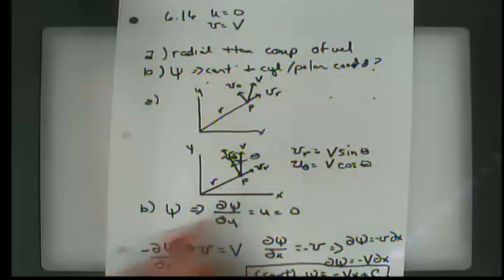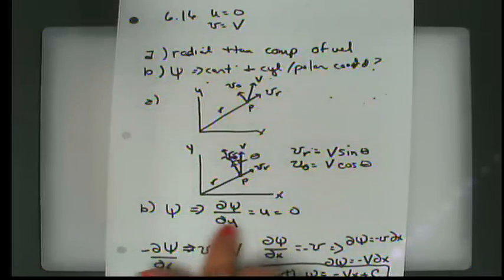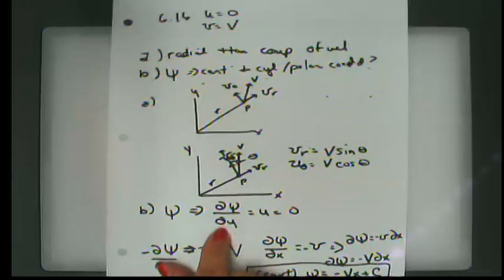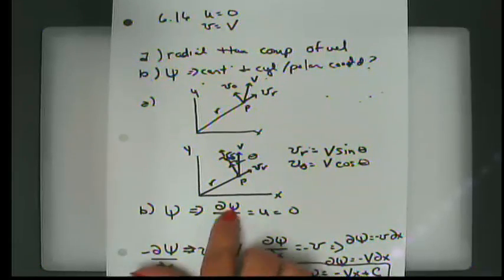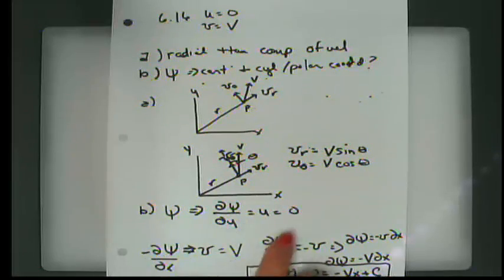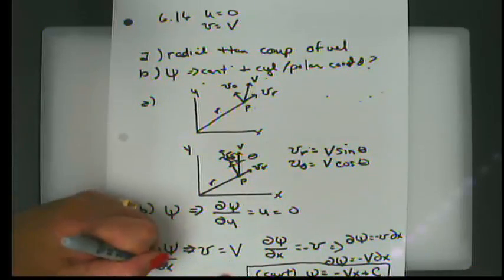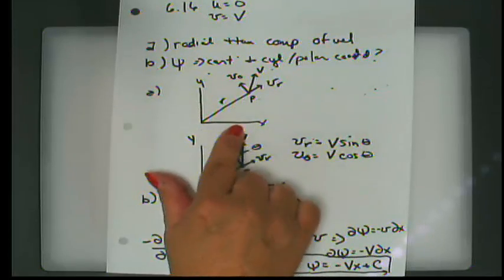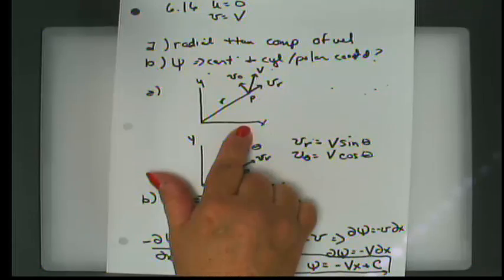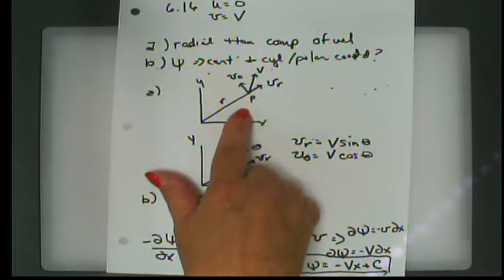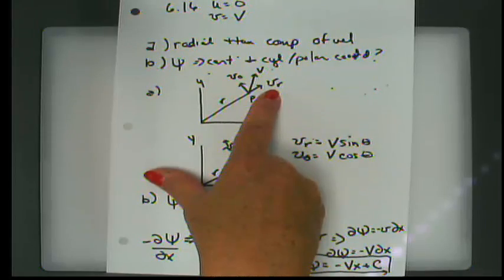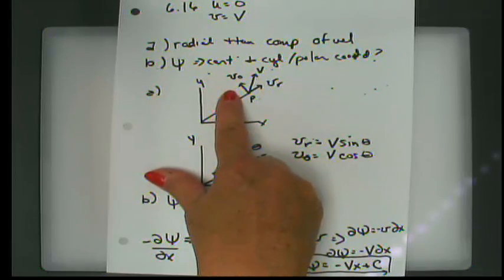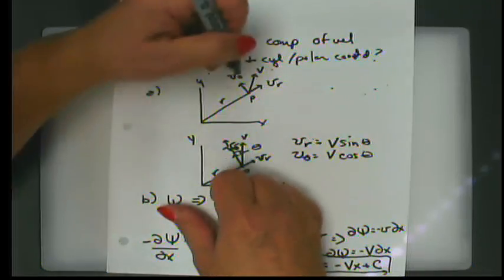and then determining a stream function, which we know is that del psi del y is equal to u, and negative del psi del x is equal to v. So this is a little exercise in converting back and forth between radial and tangential components. I've drawn just a basic grid of x, y, and the relationship between the velocity in the radial direction and the velocity in the theta direction.